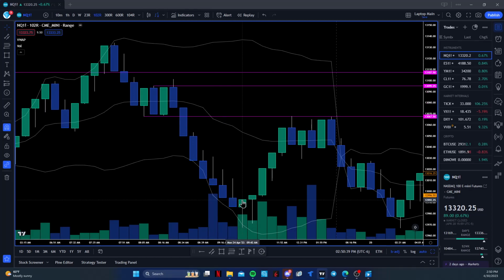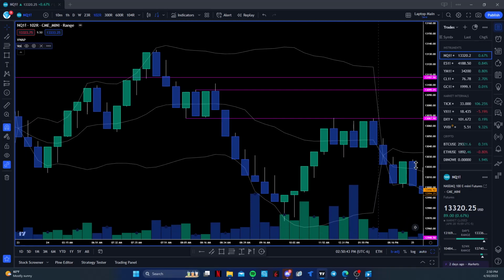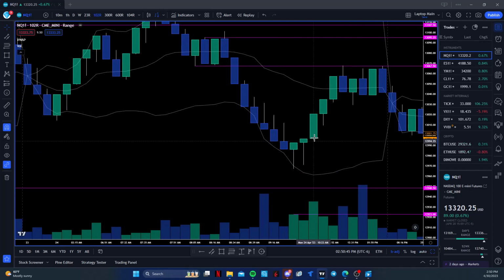So say I went long here on this green candle, right? My stop's below the low, so I never get wicked out. I'm good. Now we push up here. All right, great. Maybe I put my stop here now. So we're a little bit above break even. We're good. Push up again.